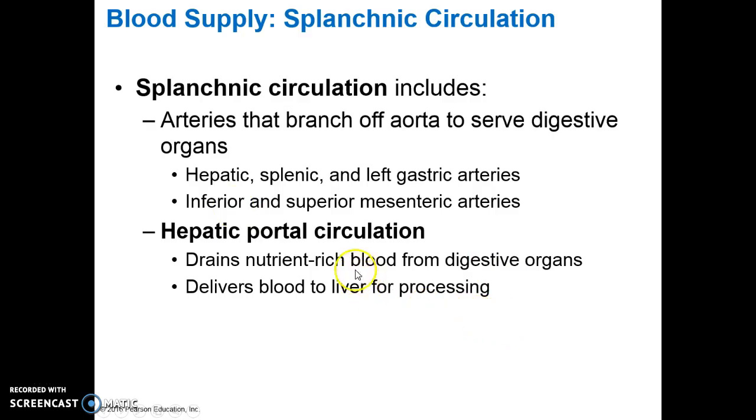The next is the hepatic portal circulation. This drains nutrient-rich blood from the digestive organs and delivers the blood to the liver for processing. All of the veins, the venous return that's nutrient-rich, converge to form the portal vein, which goes directly into the liver for processing.